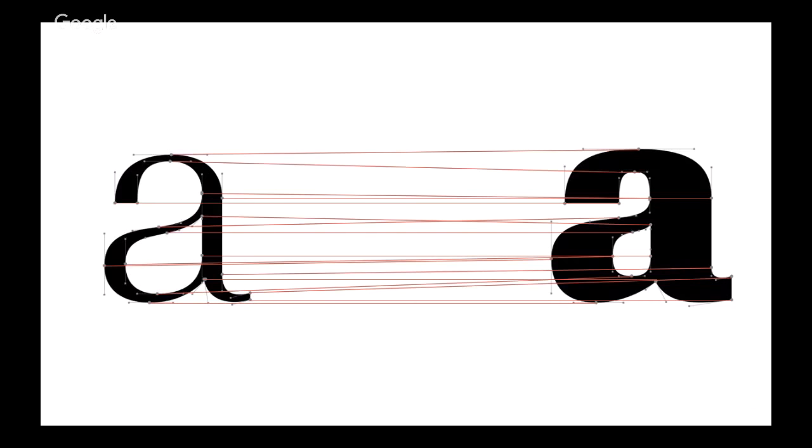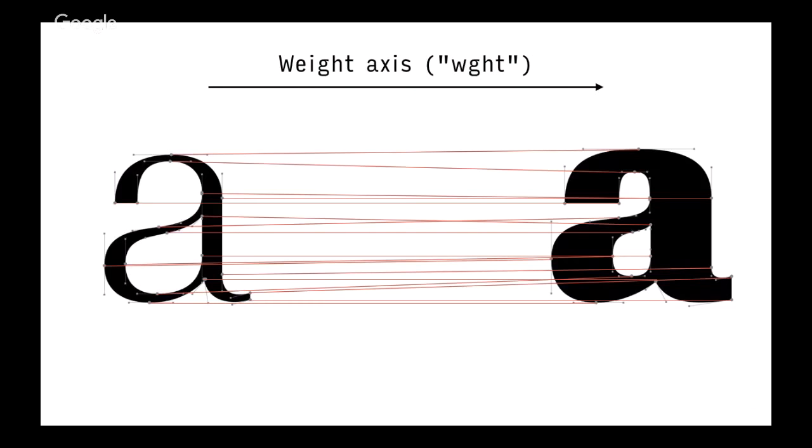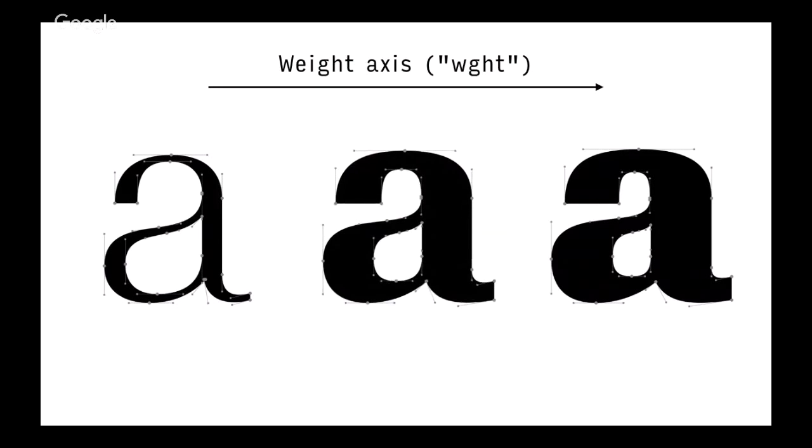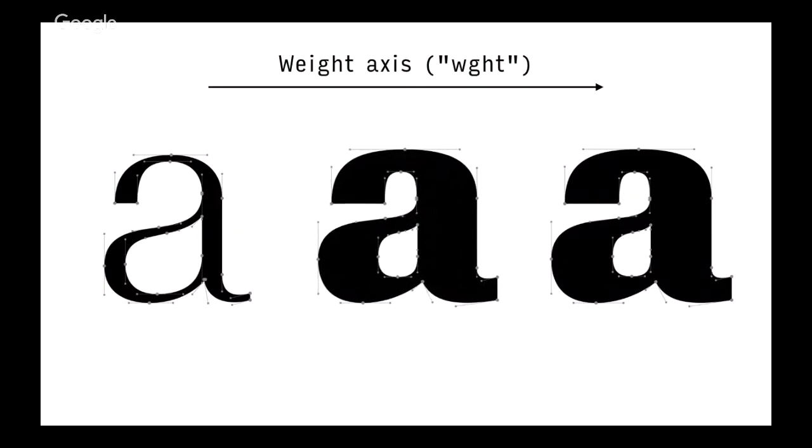It's just less data. So in this example, this path of differences creates an axis. This is a weight axis, going from light to bold. And once we have this axis, we can just use math to plot points in the middle. No additional data is stored. It's just interpolation, and we can go all the way from one end of the axis to the other.